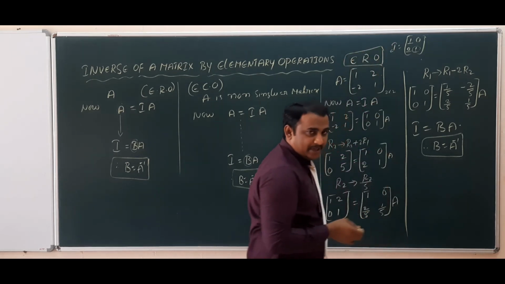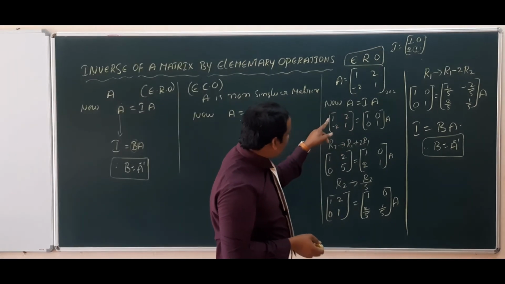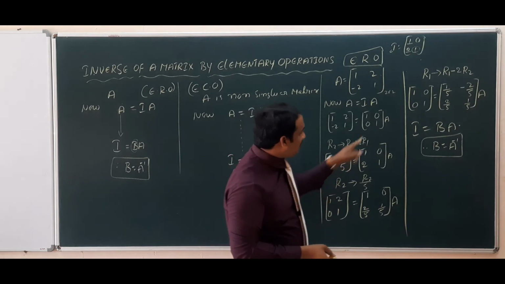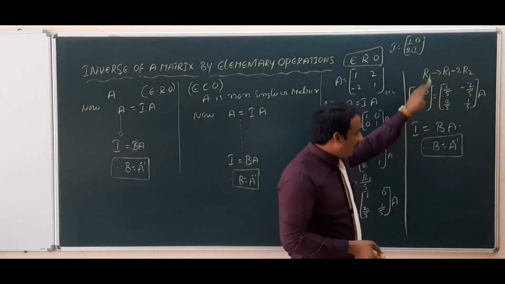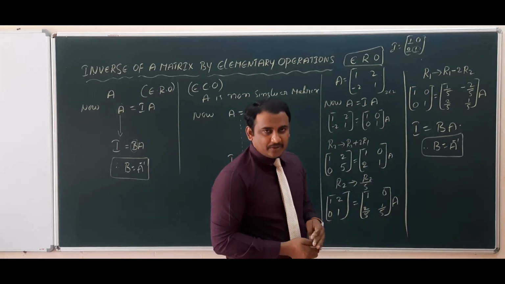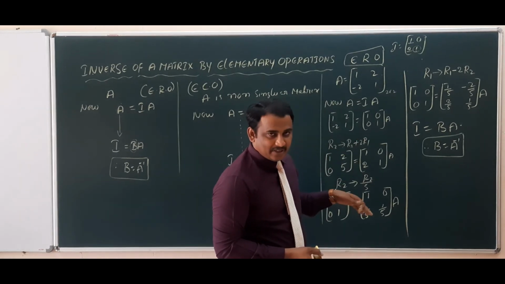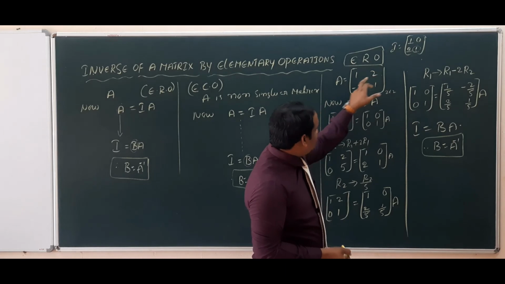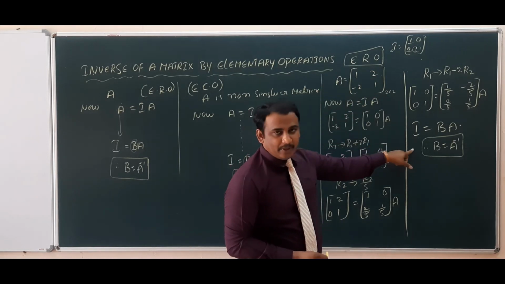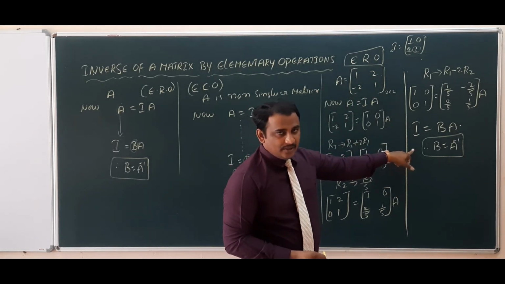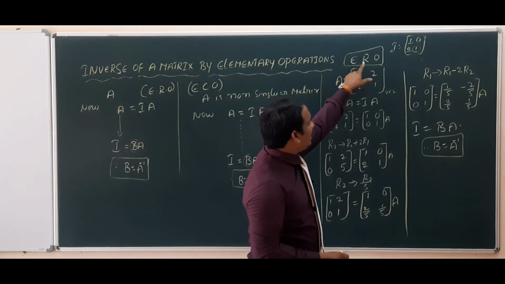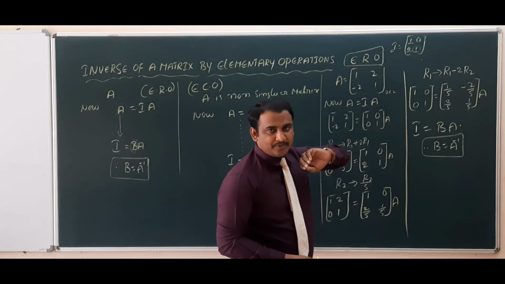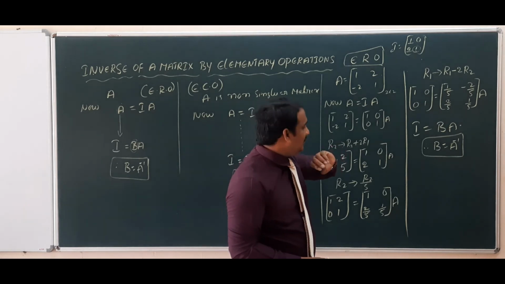In between, I have not applied any column operation. Here R means row operation. All I applied here is row operation. Nowhere am I applying column operation. When solving a problem by the elementary row operation method, from starting to ending you have to apply only row operations. If you are applying elementary column operations, from starting to ending you have to solve only with column operations. Clear, understand?